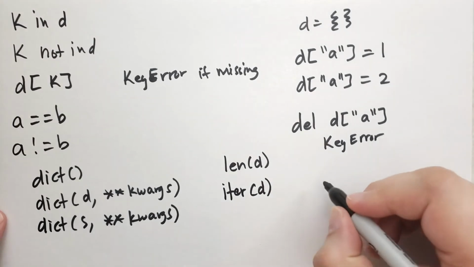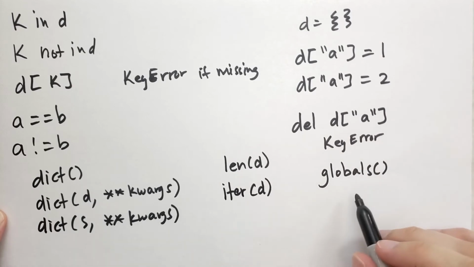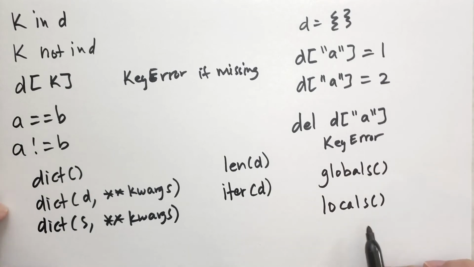There are two other functions that are interesting. One is called globals. And this returns a dictionary with the global variables. And there's also locals, which returns a dictionary with the local variables. Don't try assigning to that dictionary. It may not have the intended effect.